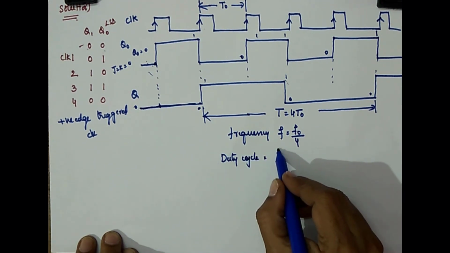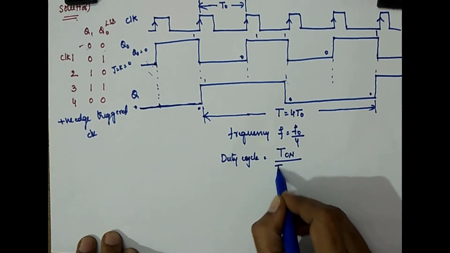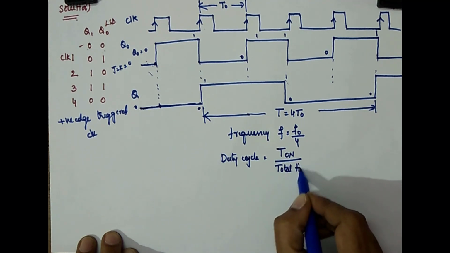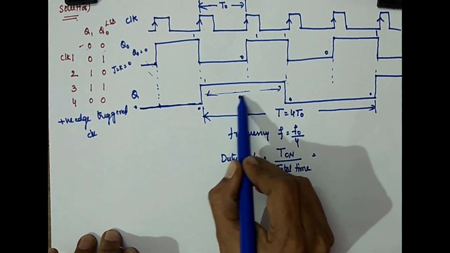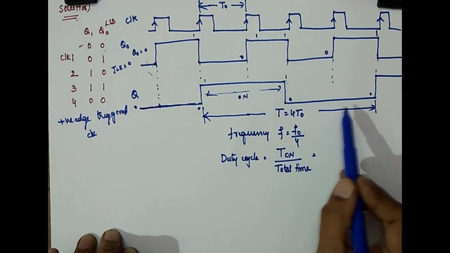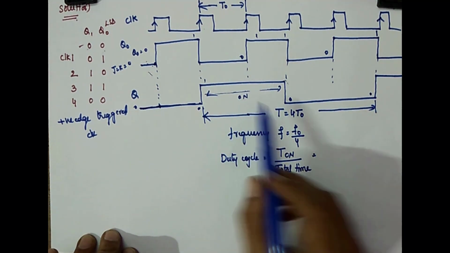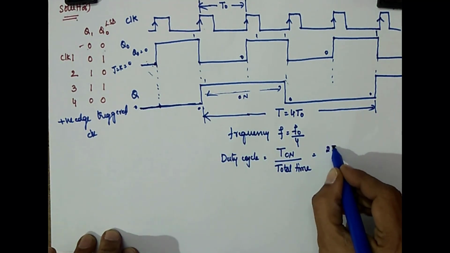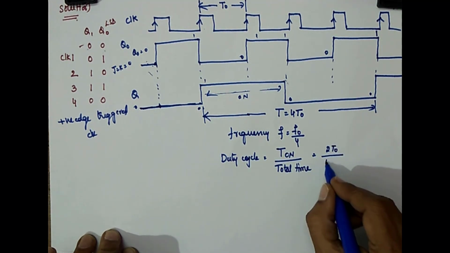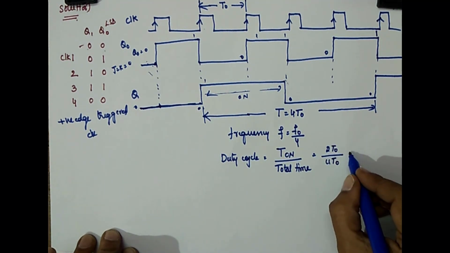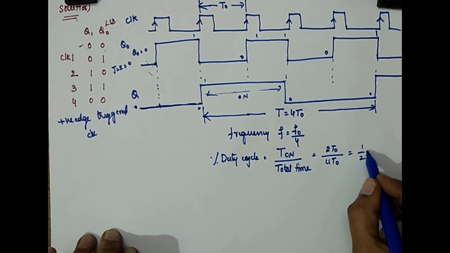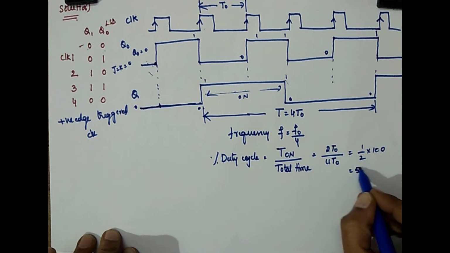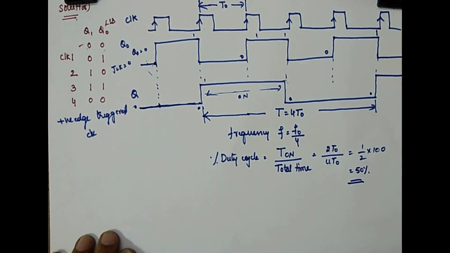Another point is the duty cycle. What is meant by duty cycle? T on by total time. T on means, consider this as on time, and this as your total time. So what about T on? It is nothing but 2T0. What about total time? 4T0. It is nothing but 1 by 2. And if you go for percentage duty cycle, it will be 1 by 2 into 100, so it's nothing but 50%.